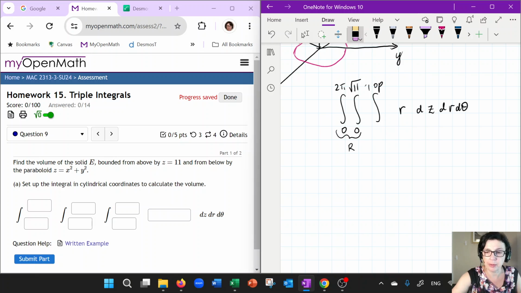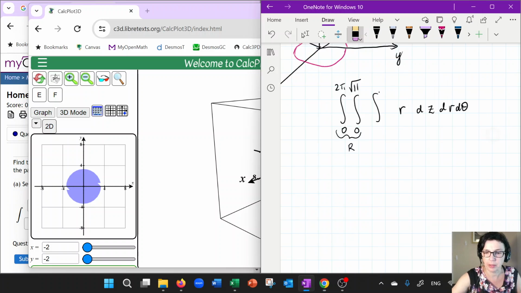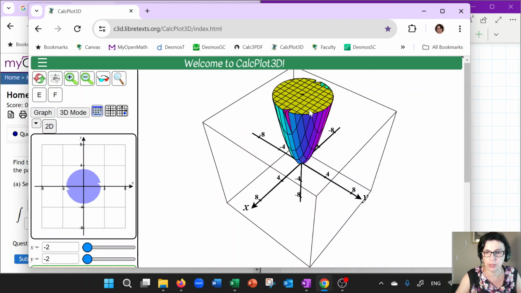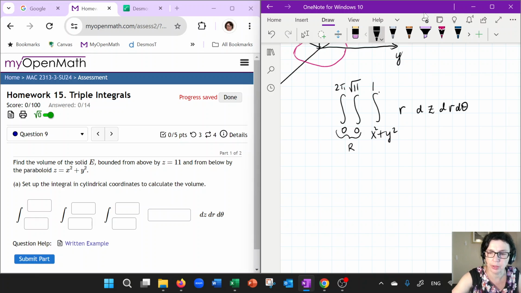And then the bottom to top. I've already showed you that the bottom is going to be that paraboloid x squared plus y squared, right? So that's going to be the bottom, so we'll put that here. And the top is going to be that z equals 11, right? The flat, the yellow, you can see the yellow plane. Okay, so that will go to 11.